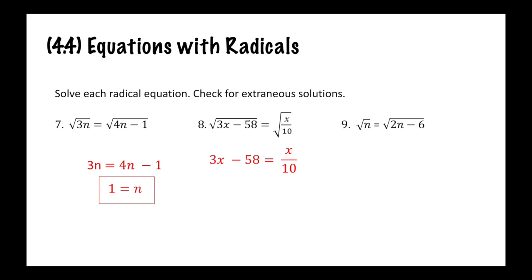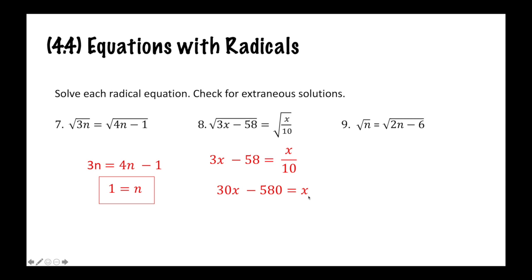On number 8, we're going to square both sides, which just gets rid of the square root. Now I've got 3x minus 58 is equal to x over 10. From here, I do want to get rid of the fraction. So I'm going to multiply both sides by 10 here. And on this side, I have to give it to both parts. I have to distribute it in. So I get 30x minus 580 is equal to x.